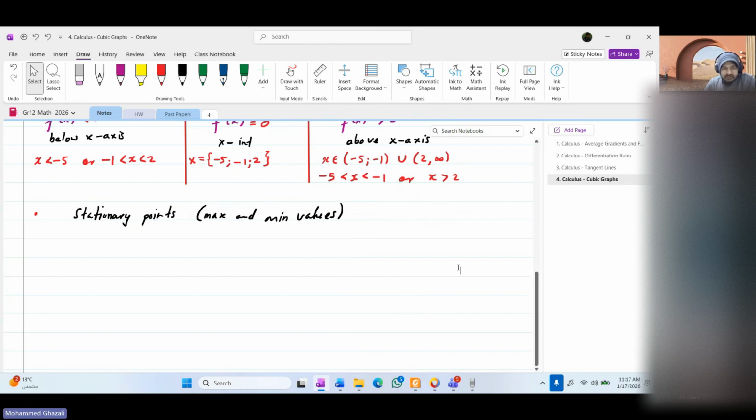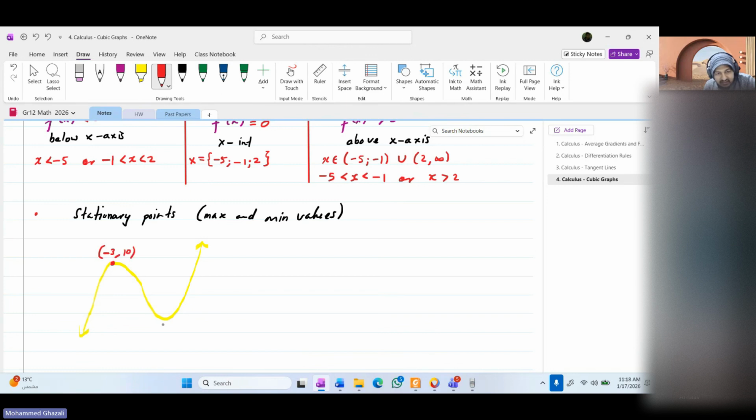right, let me copy the function. No, not really. Let me just draw a cubic function, all right? Let's just say your cubic function looks like this, right? I'm just taking a positive cubic function and I'm just putting some maximum and minimum values here. Let's just say this max value here is -3 and 10, and this value here is 2 and -4, for example, right?